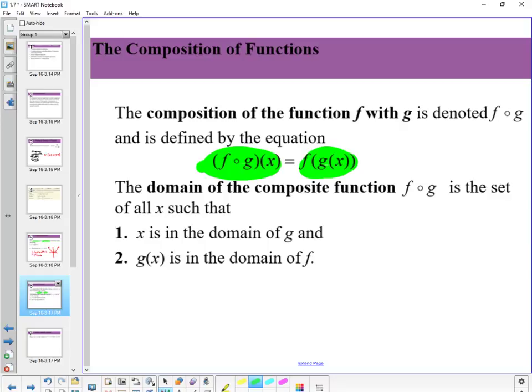Real quick question, guys. Taking a look at this notation, what's my main function? What's my function on the outside, the skeleton? F. Left to right, it's going to be the first one, okay? F, and we're stuffing g into that.